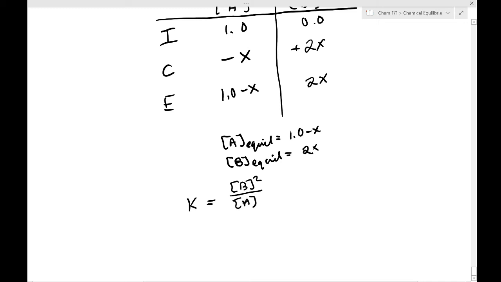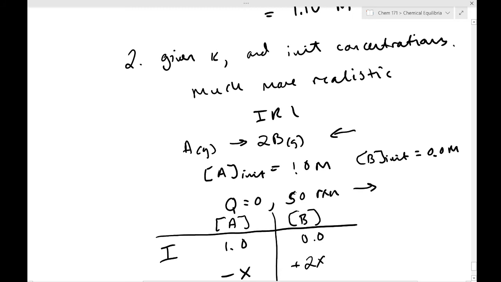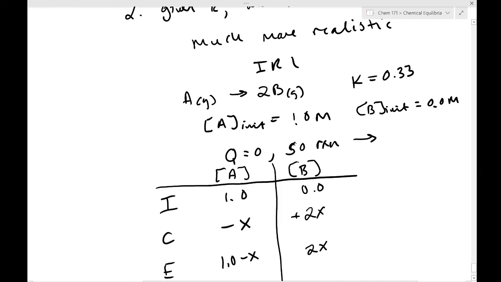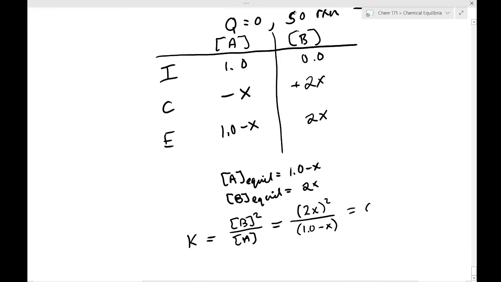Okay. Now, if we plug this into K, K is equal to B squared divided by A. Right? For this reaction, that's what K is equal to. Now we can just plug in these values here. So we have 2x squared divided by 1.0 minus x. And I'm not sure if I wrote this up here, but I didn't. I'm sorry. K for this is equal to 0.33. So we're just using the same generalized equation as before. Okay, so we can set this equal to 0.33.